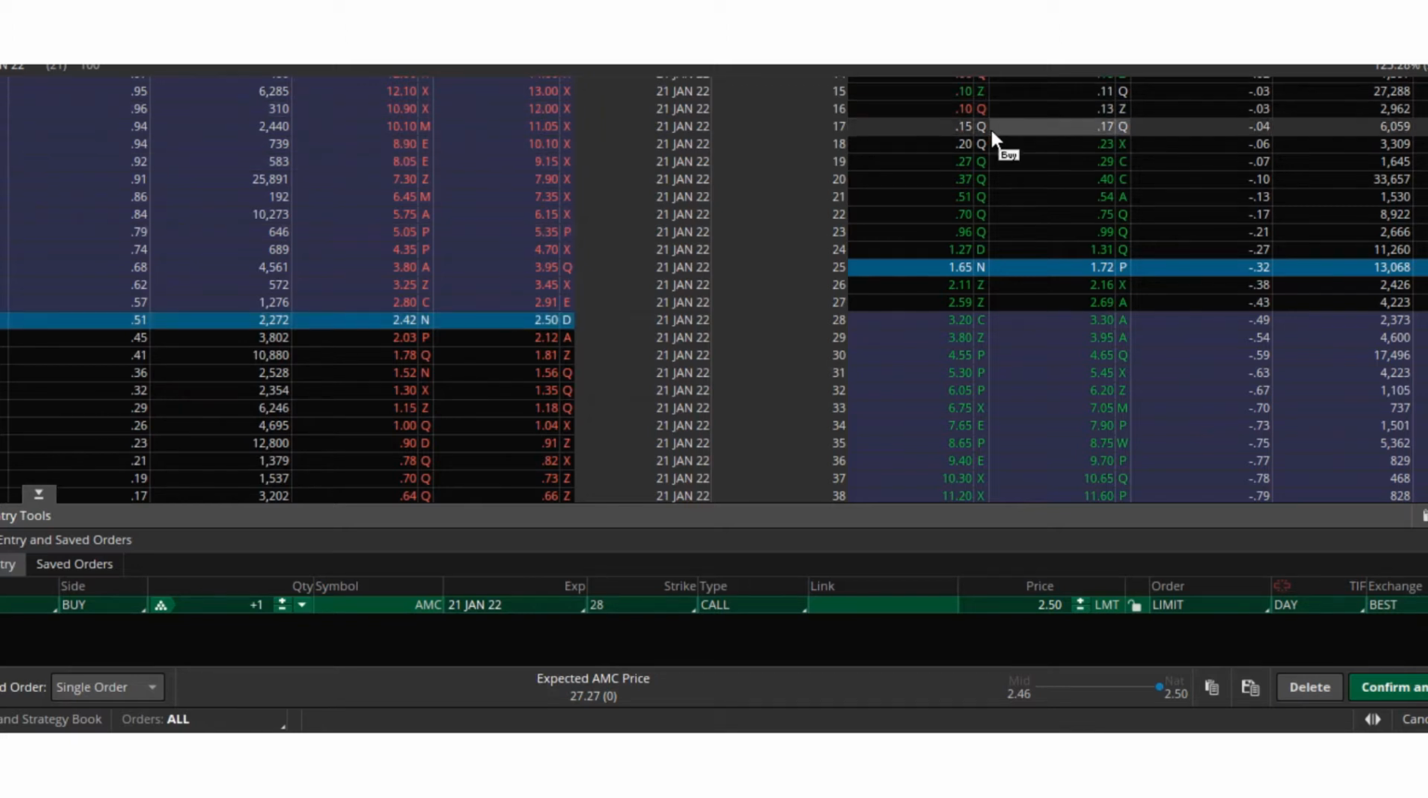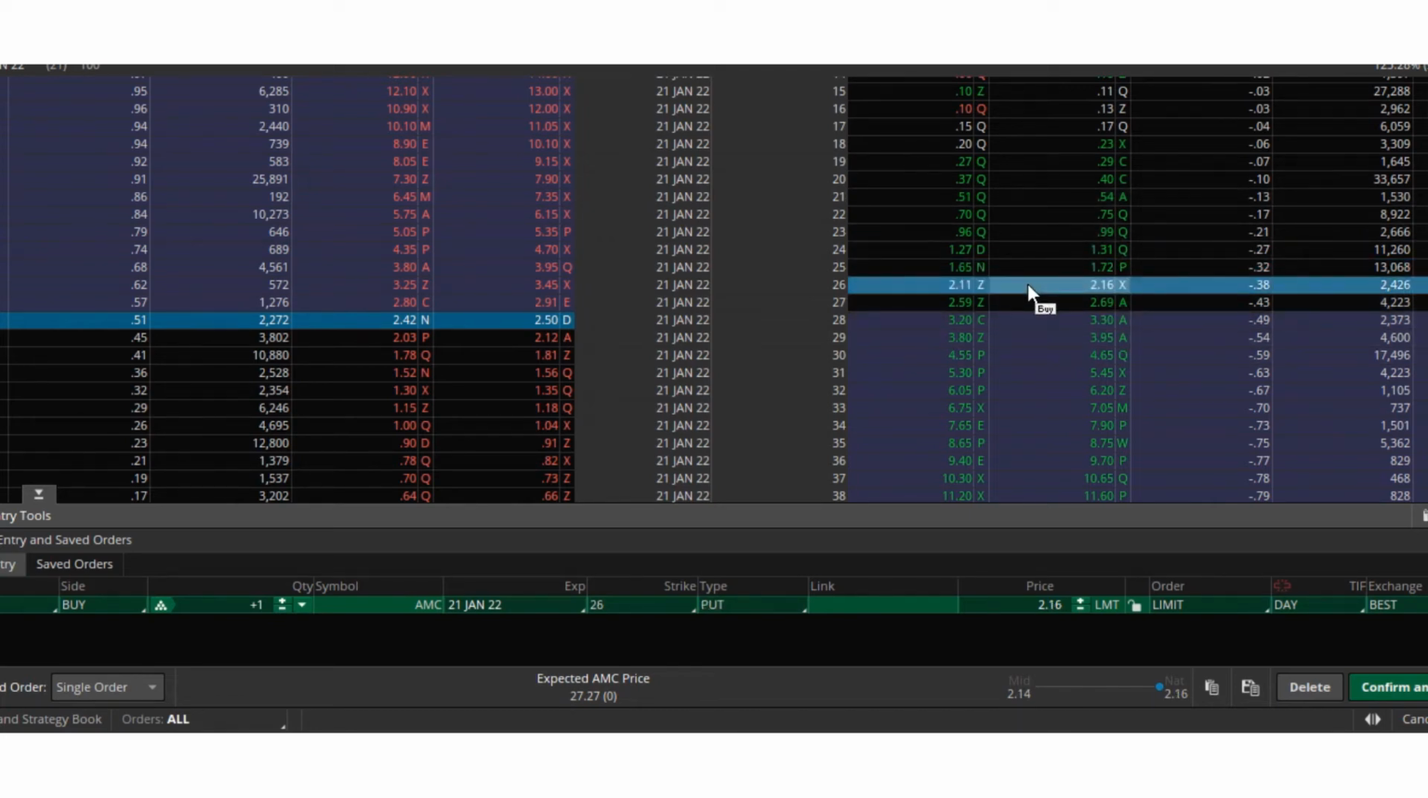Now let's say you feel the stock AMC is going to be going down. Let's say you feel it's going down to 26. So you feel the stock price will be going down. That would be a put option. That's a bet that the stock will be going down, and that would cost $2.16 premium to be paid to enter this trade. Again, each contract is made up of 100 shares, so that would be 100 shares multiplied by $2.16, and that would be the price of entering that trade.